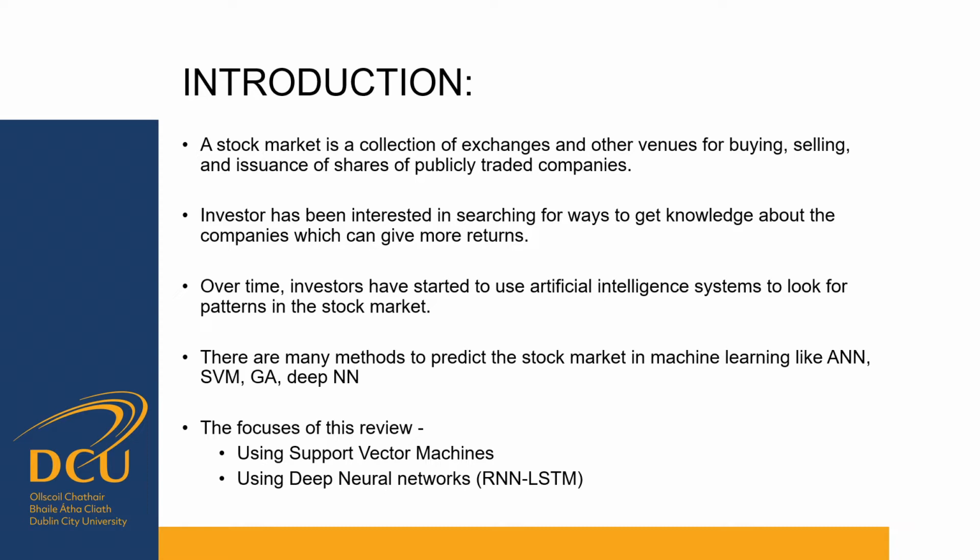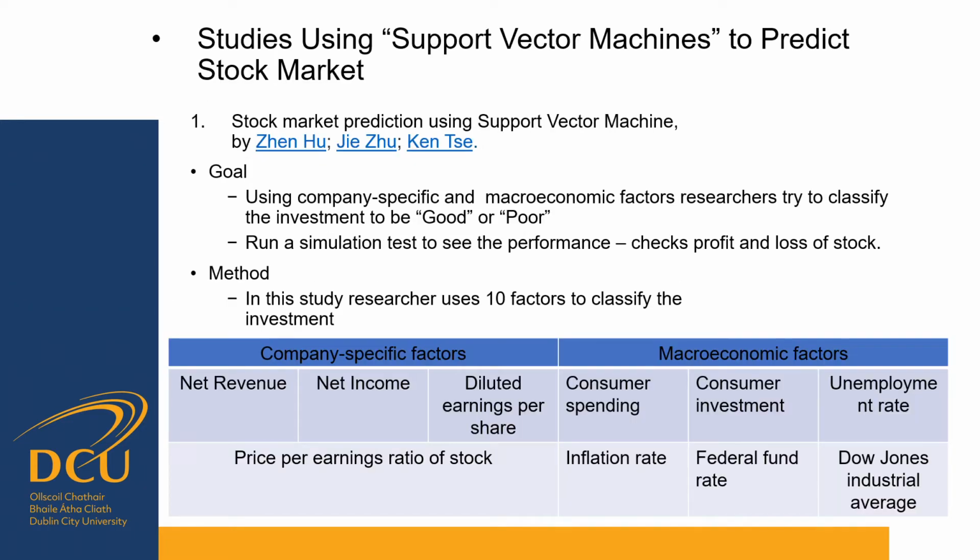The world of the stock market is a huge market. Investors have been interested in searching for ways to get knowledge about the companies which can give more returns for their investment. Over time, investors have started using artificial intelligence systems to recognize patterns and invest smartly. There are many methods to predict the stock market in machine learning like ANN, SVM, GA, deep neural network, etc. This review focuses on two types of machine learning algorithms, that is, support vector machine and deep neural network, specifically LSTM. Now let's get started with the review using support vector machine.